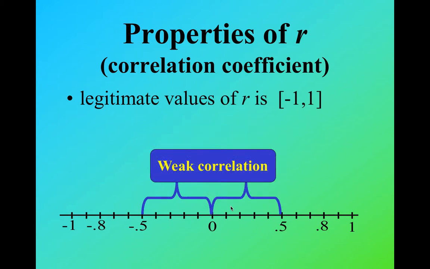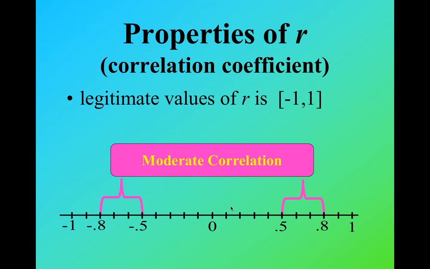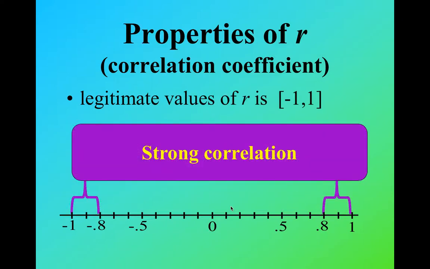So if my r value is between 0 and 0.5, either positive or negative, we say that that is a weak correlation between the x and the y variables. If my r value is between 0.5 and 0.8, or -0.5 and -0.8, that is considered a moderate correlation between my x and y variables. And finally, if my correlation is between 0.8 and 1, which would represent a perfect correlation where every point is exactly on a straight line, or between -0.8 and -1, again, -1 would be every point on a perfectly straight line, that would be a strong correlation between the variables.